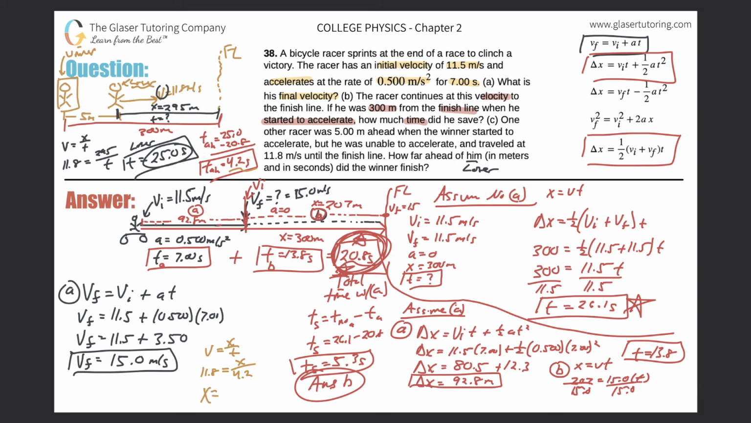So let's just do the math. This works out to be 11.8 multiplied by 4.2. With 4.2, only two significant figures here, so this answer should be 50. So 50 meters. So the loser is 50 meters behind. Okay, so this is the answer to letter C as well. And man, we finally completed this whole problem.